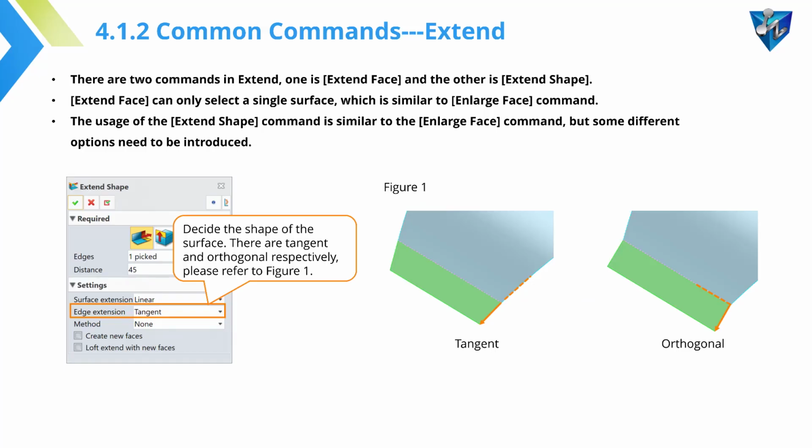The next command is extend. There are two commands in it. They are the extend face and the extend shape respectively. But both of these commands are similar to the enlarge face command. So some options are the same as the enlarge face command. Just some options need to be introduced, such as the edge extension. There are two options in it. Tangent means the edges of the extended surface are in a line. The orthogonal means the edges of the extended surface are perpendicular.